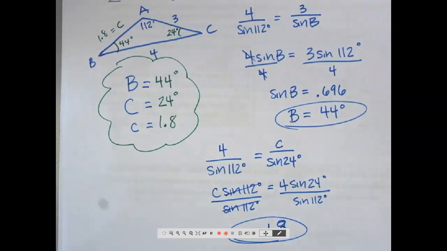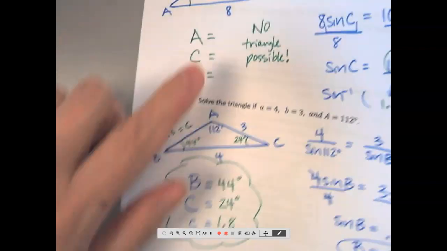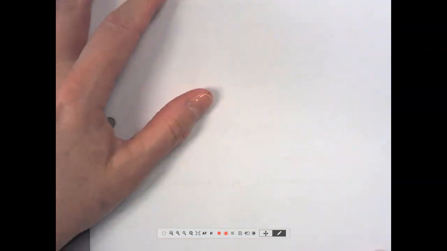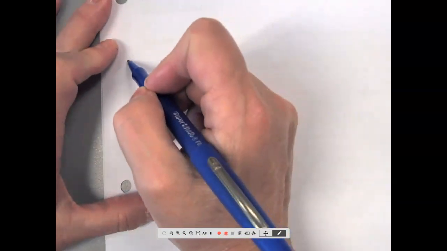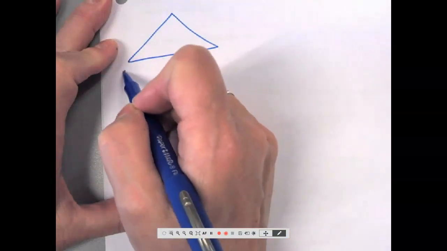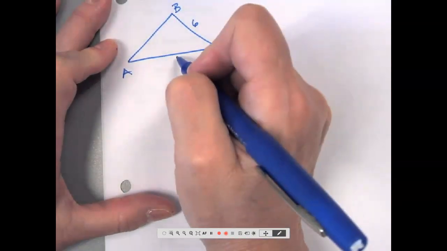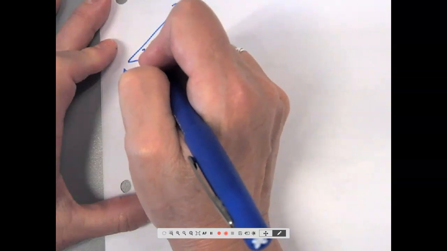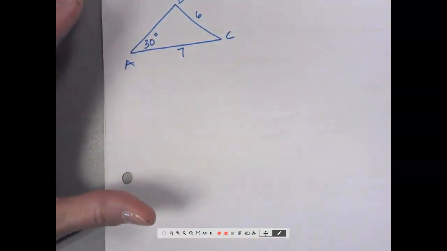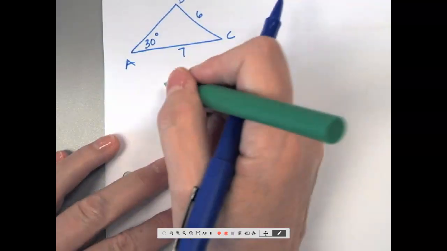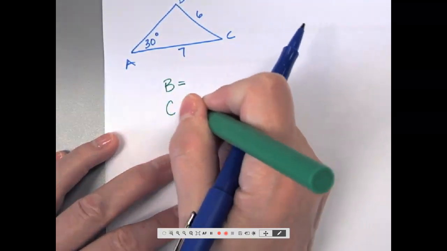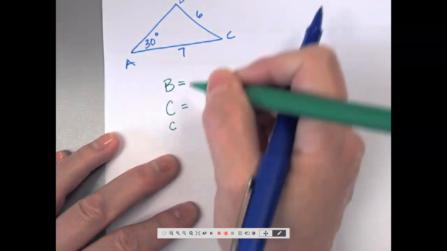Okay, so we did one where we had no triangle. We did one where we had two triangles. Can you guess what happens next? I mean, we did one with none, one with one. Guess what's going to happen next? Two. Okay, let's see how on earth we would know that's going to happen. Draw a picture. Little a is 6, little b is 7, angle A is 30. So I am looking for angle B, angle C, and little c.